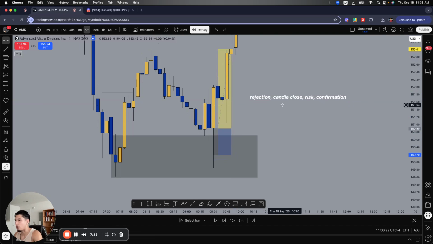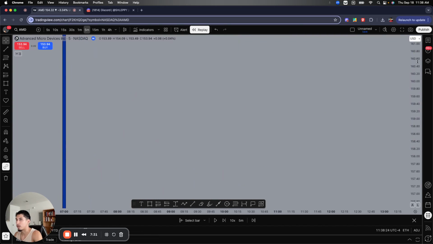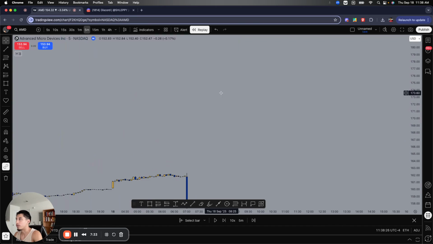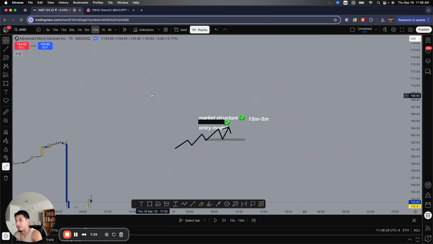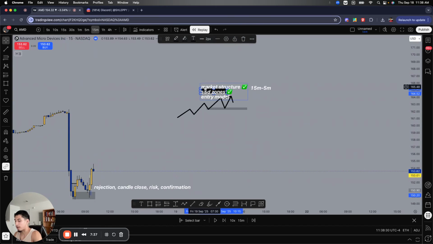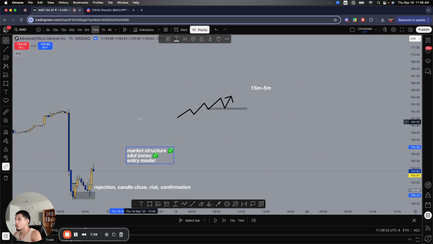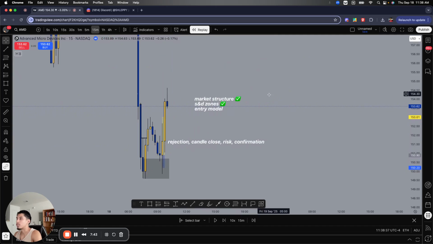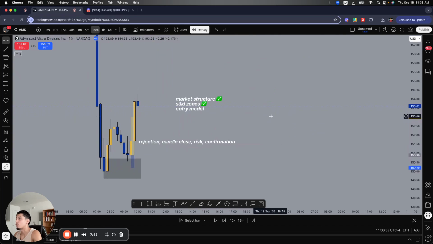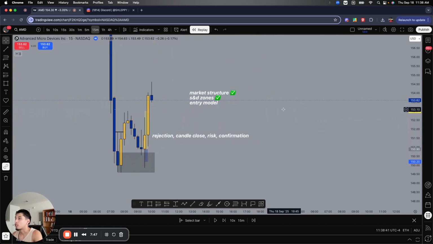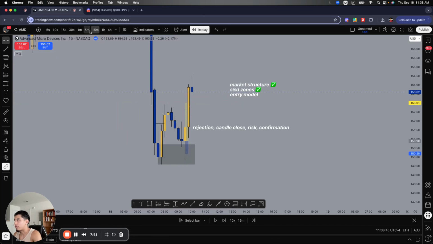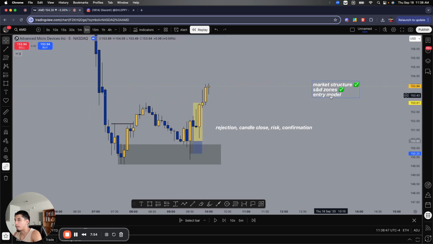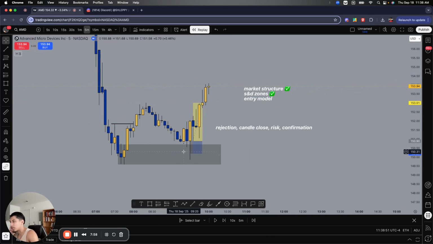And like I said, it all started from these 3 things right here that I pointed out at the beginning of the video. What was it? It was market structure, understanding that. Number 2 is going to be understanding supply and demand zones. And then number 3 is going to be the entry model. So once you understand market structure, right here we understood, because on the 5 minute we had a shift in structure. And remember, everything's going to happen on the lower time frame before it happens on the higher time frame. So that's something to keep in mind.